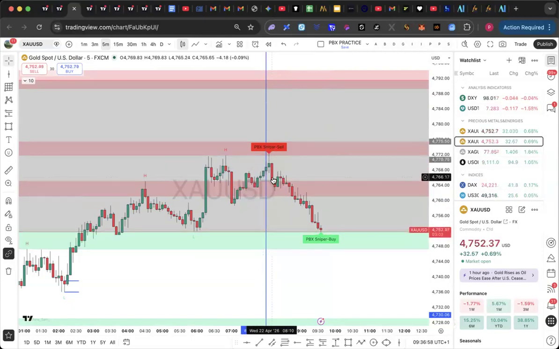Now, I love to still refine. If it's good, I refine down to a lower time frame. So refining down to a lower time frame, no problem. Are we good to go? Yes, you will have entered here.